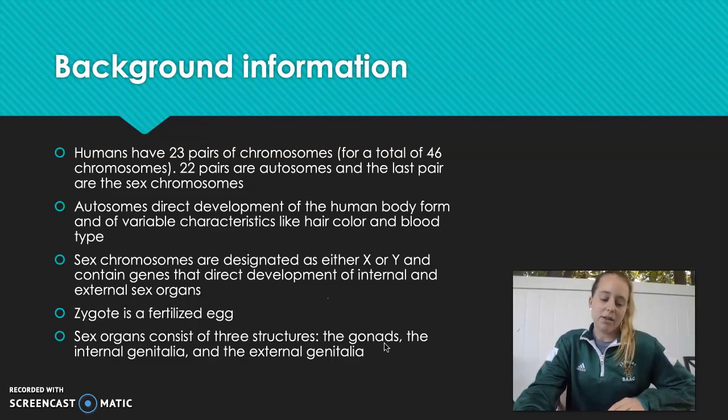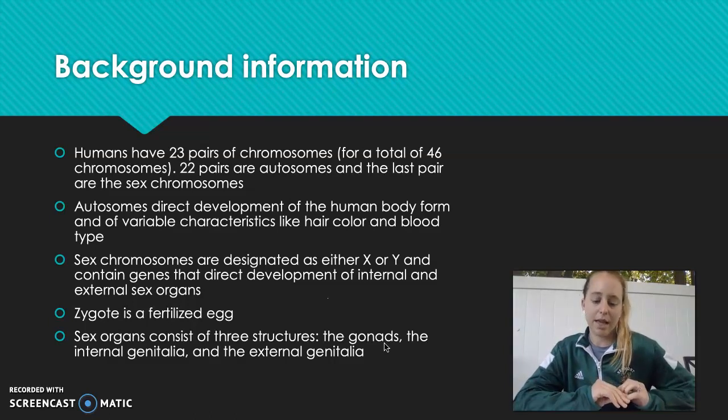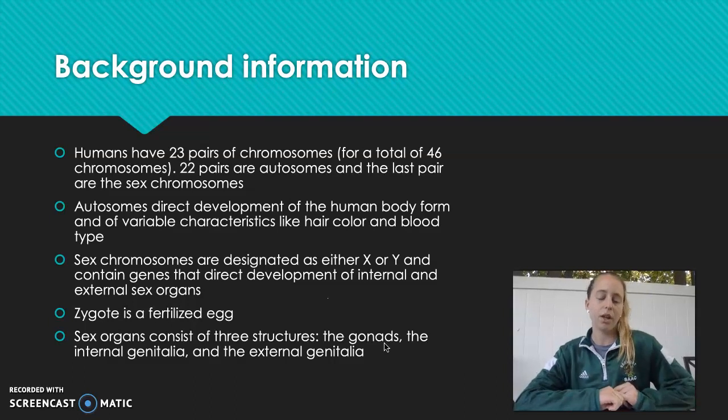Each male and female contain sex organs, which consist of the gonads, the internal genitalia, and the external genitalia. The gonads produce gametes, or the eggs and the sperm, and the male gonads are the testes, which produce the sperm. The female gonads are the ovaries, which produce eggs. The internal genitalia consist of accessory glands and ducts that connect the gonads with the external environment. Finally, the external genitalia include all of the external reproductive structures.